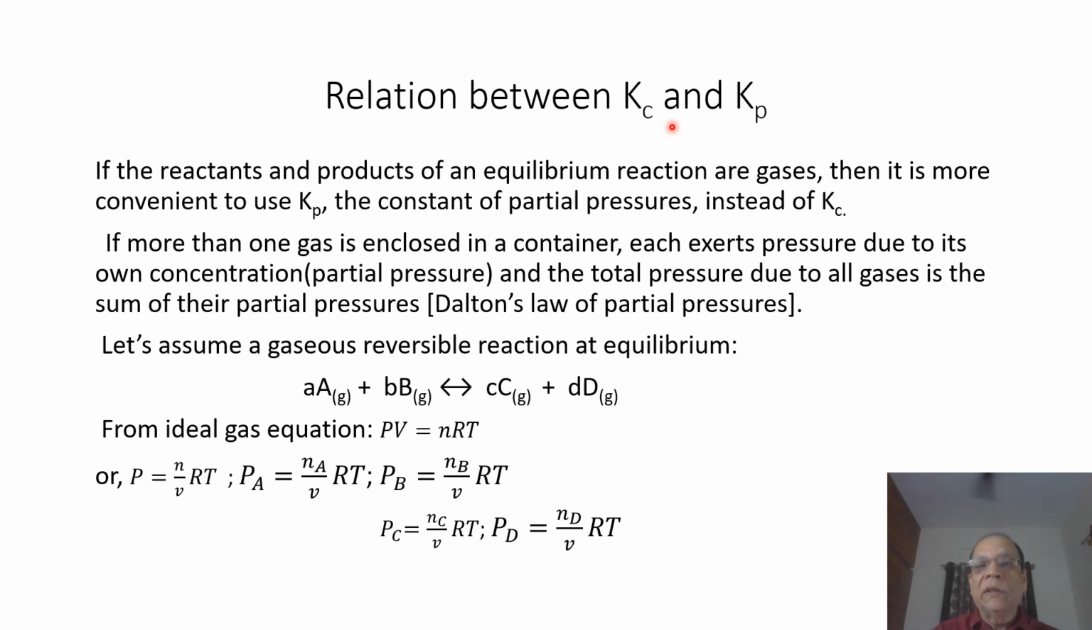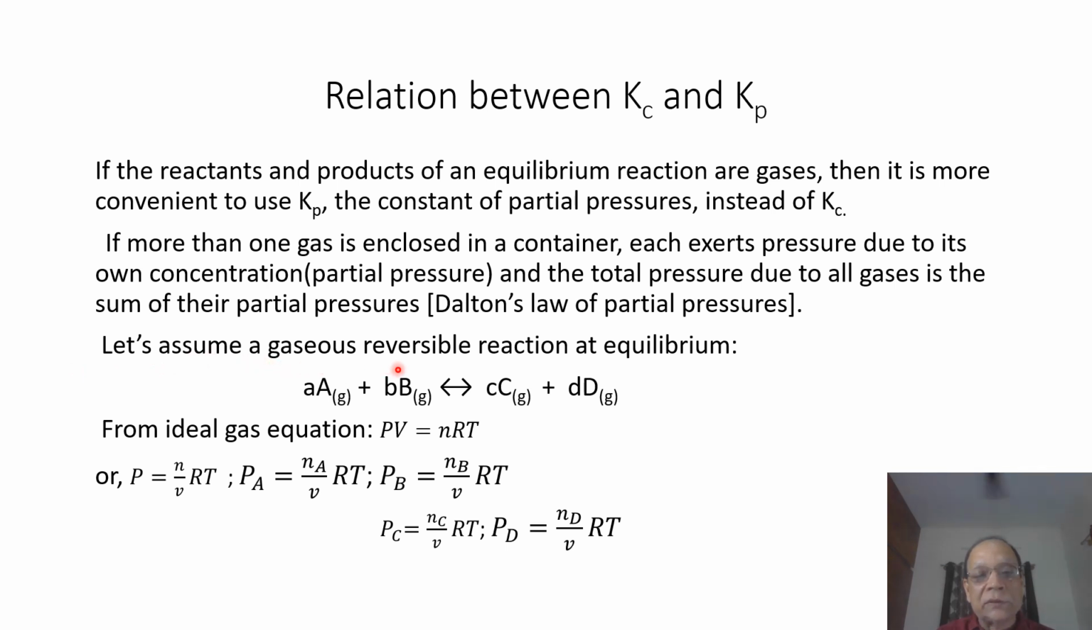So, the relation between Kc and Kp. If the reactants and products of an equilibrium reaction are gases, then it is more convenient to use the equilibrium constant of partial pressures, Kp, instead of Kc. If more than one gas is enclosed in a container, each exerts pressure due to its own concentration, that is called partial pressure, and the total pressure of the system due to all gases is the sum of their partial pressures. And this is said by Dalton. It's known as Dalton's law of partial pressures.